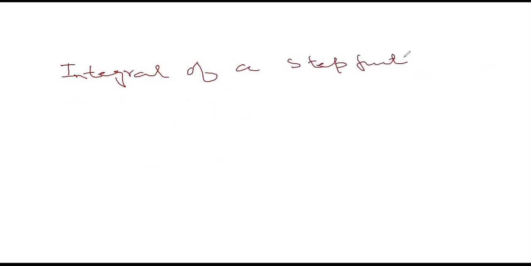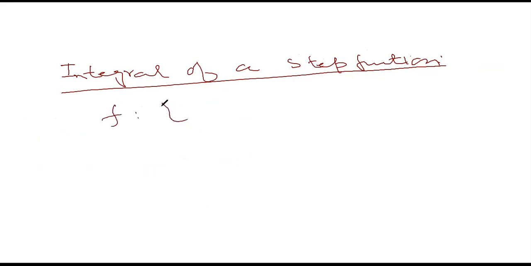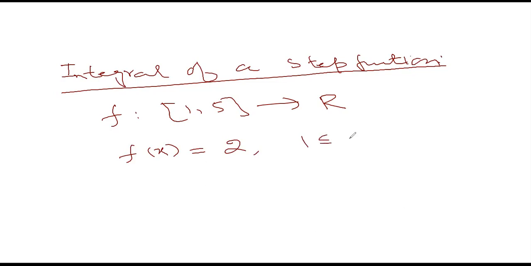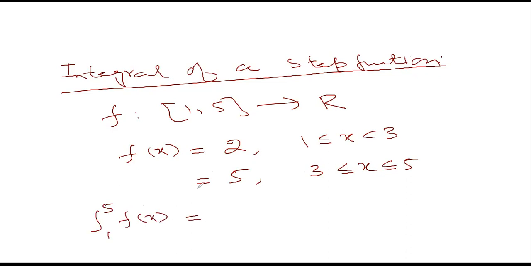Integral of a step function. Let me first explain it so that I can extend this result to general step functions. Suppose we have a function f on the interval 1 to 5 to R, defined by f of x equal to 2 if 1 ≤ x < 3, and its value is 5 if 3 ≤ x ≤ 5. Then what's the integral of this function? The integral from 1 to 5 of f of x. It's actually a step function. You can easily verify this.